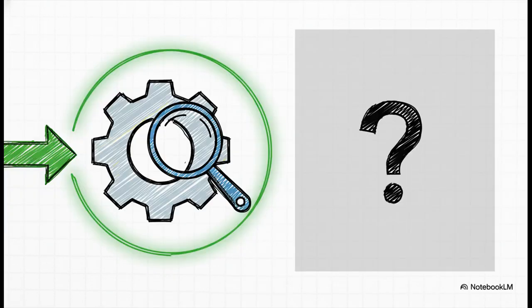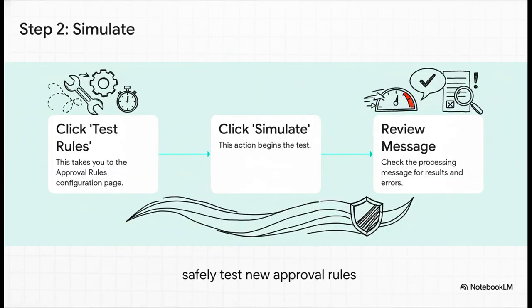Once you've found your process, what you're looking for is the Test Rules icon. When you see that icon, that's your confirmation that testing is available and you are good to go. If you don't see it, that's just a little signal to you to go back and double-check those setup steps we just covered.